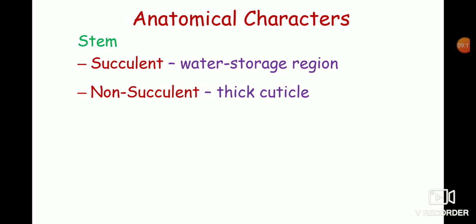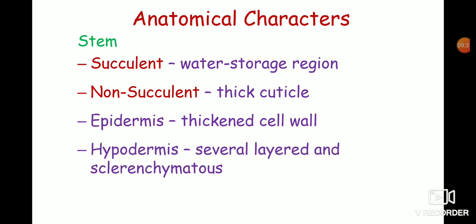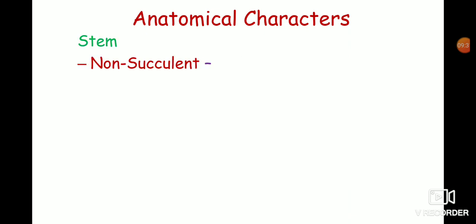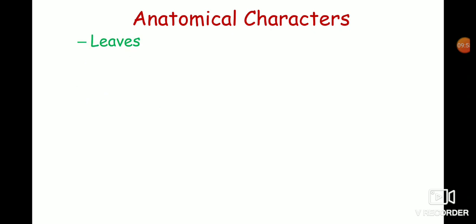In the stem of most of the non-succulent xerophytes such as Casuarina, the following characters are found. The cuticle is very thick. The epidermis is well developed with heavily thickened cell walls. Hypodermis is several layered and sclerenchymatous. The stomata are shrunken. Vascular tissues are well developed, differentiated into xylem and phloem, and heavily lignified. Mechanical tissues are also well developed in the stem of these non-succulent xerophytes.